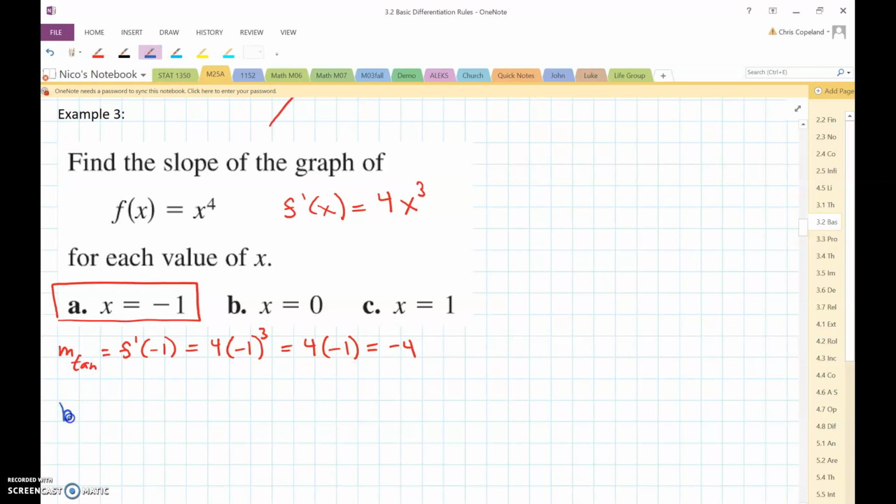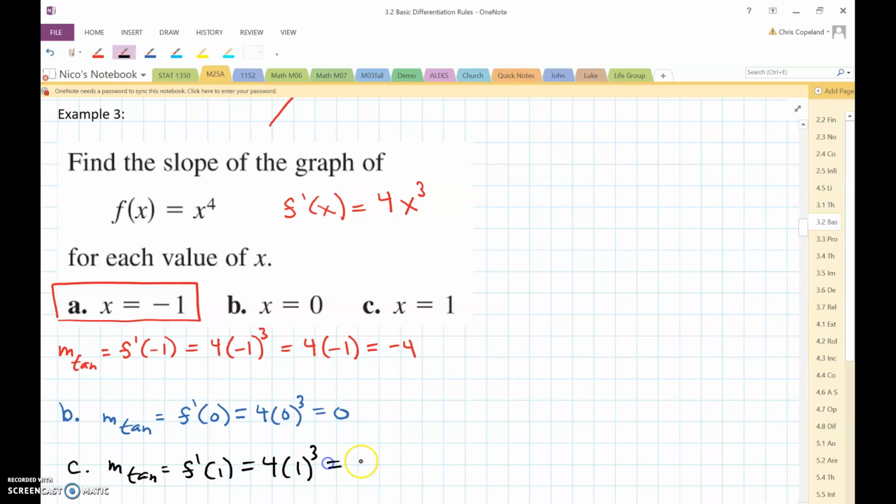Part B, the slope of the tangent line, which would be f prime of 0, which would be equal to 4 times 0 cubed, would be equal to 0. Part C, the slope of the tangent line would be f prime of 1 equals 4 times 1 cubed, which would be 4 times 1, which would be 4.